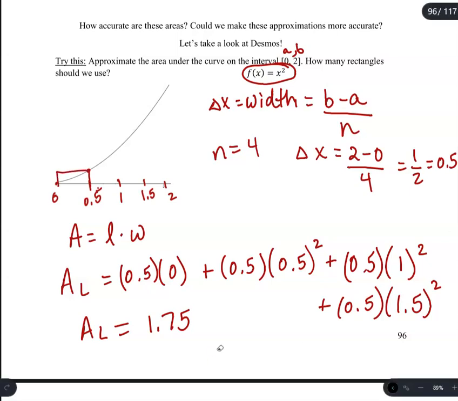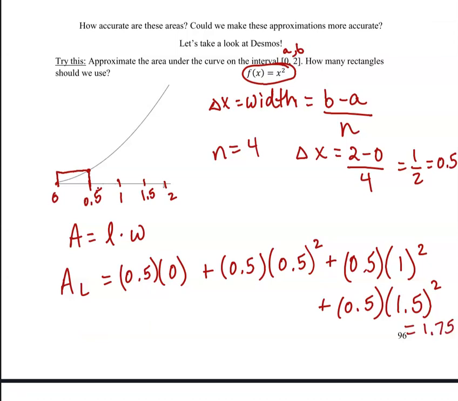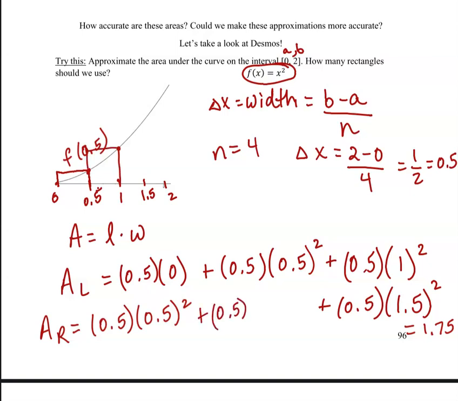So the first rectangle, let me make a little bit of space here. So this one was 1.75. Let's leave that in our mind. I'm going to come down here and I'm going to say the right Riemann sum, so A sub r. The width is 0.5, and the height is going to be 0.5 squared. So in other words, it's the corresponding y value at 0.5 right there. Then I'm going to draw it at 1, and I'm going to hit the curve and cut over. So that would be 0.5 times 1 squared.